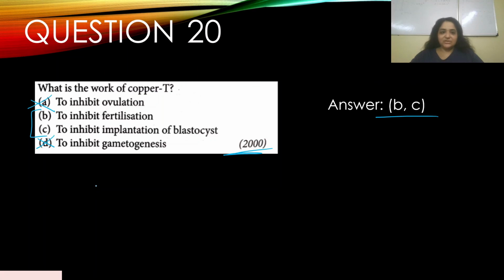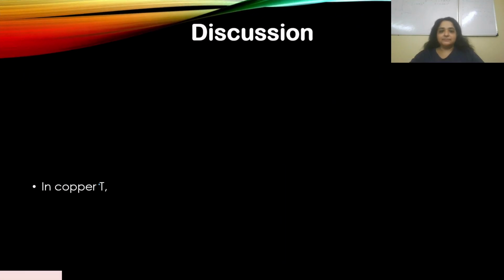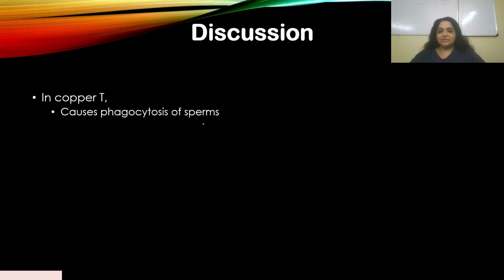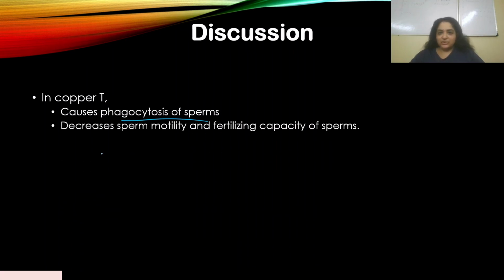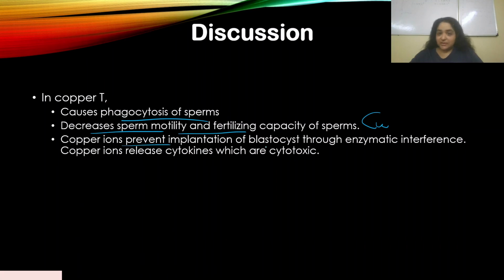It inhibits fertilization, yes, we know that, but by affecting sperm motility and also the ability of the sperm to fertilize. It also inhibits implantation of blastocyst. This again, I would suggest you please note this down. This is not mentioned in NCERT, but you should know that. Causes phagocytosis of sperms, yes. The IUDs do that. They decrease sperm motility and fertilizing capacity of sperms. Yes, copper ions play a role in that. Copper ions prevent implantation of blastocysts through enzymatic interference. We already discussed this in detail previously. So this is a repetition of the information.